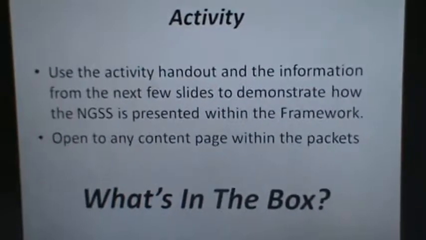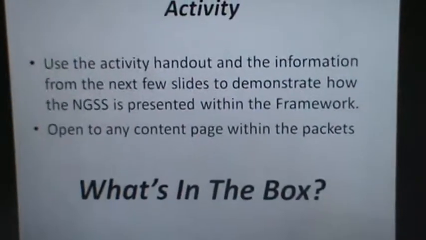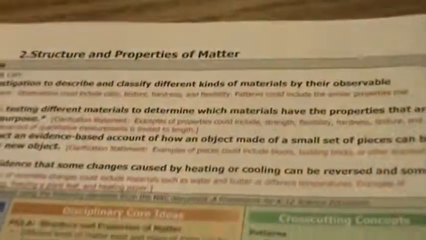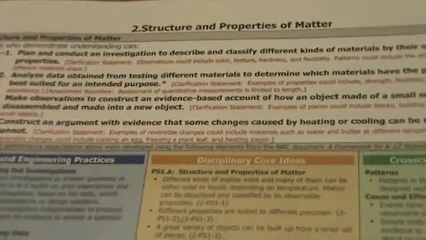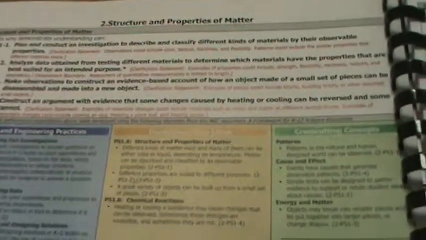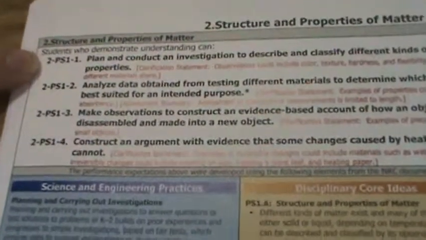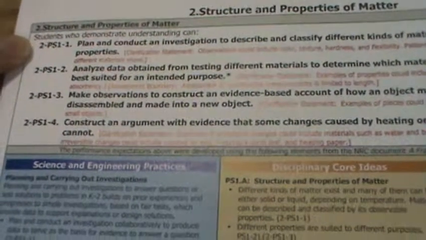Okay, we're going to begin looking at the different boxes in the standards or the performance expectations and how to read those. Looking at your book, the top box is where you find your performance expectation. This is structure and properties of matter. Students who demonstrate understanding can. Notice there's 4 performance expectations here. We're going to be looking at 2PS1-1, or that's the one I'm looking at. Of course, if you're in a different grade level, you're just going to look at any given one on your page.